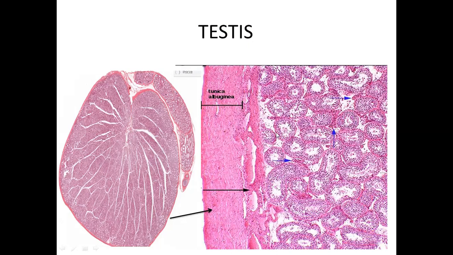If we talk about the seminiferous tubule, the central part is the lumen of this seminiferous tubule, and it is lined by a stratified germinal epithelium. Stratified means an epithelium which is arranged in multiple layers. So easily you can distinguish there are multiple layers of cells, one above the other. So this is the stratified germinal epithelium lining, and these are the cells which are involved in the process of spermatogenesis.